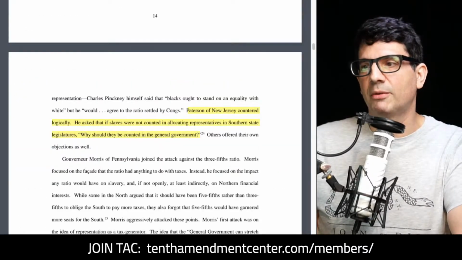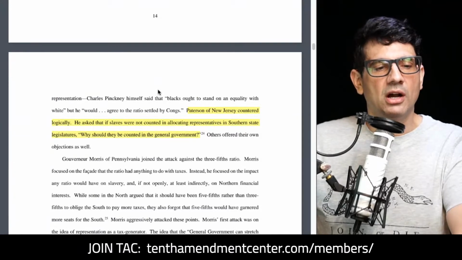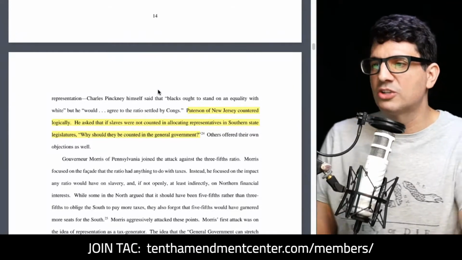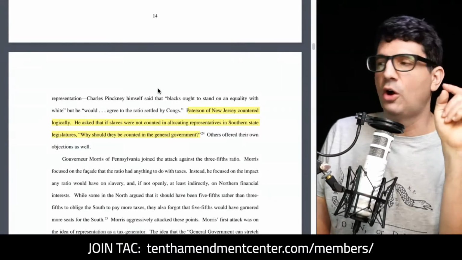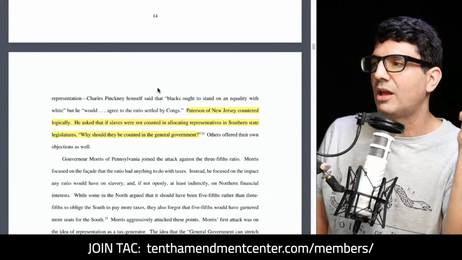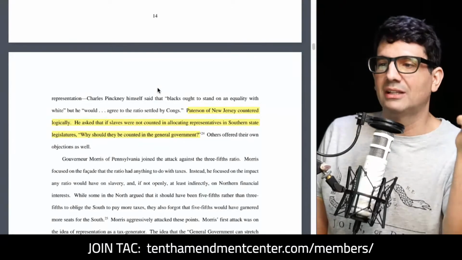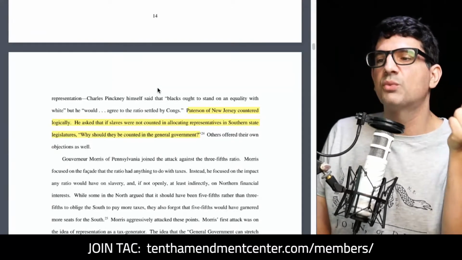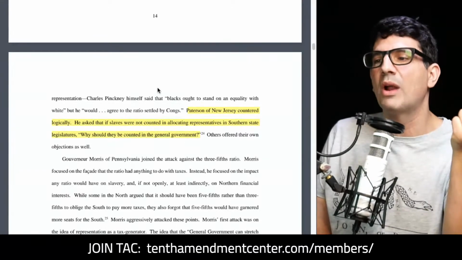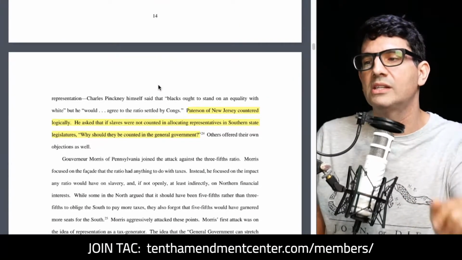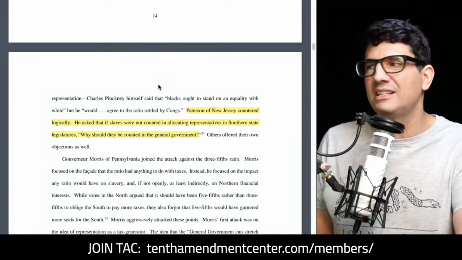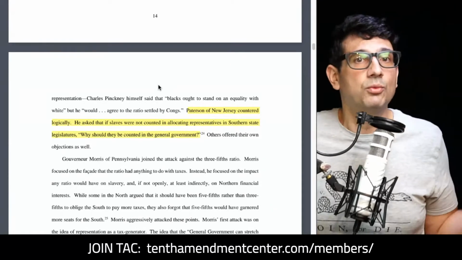Going further, this is again from Michael Tangway, from Georgetown University. Patterson of New Jersey, who was involved in the Supremacy Clause debate, countered logically. He said that if slaves were not counted in allocating representation in Southern state legislatures, quote, "why should they be counted in the general government?" That's a really good point.